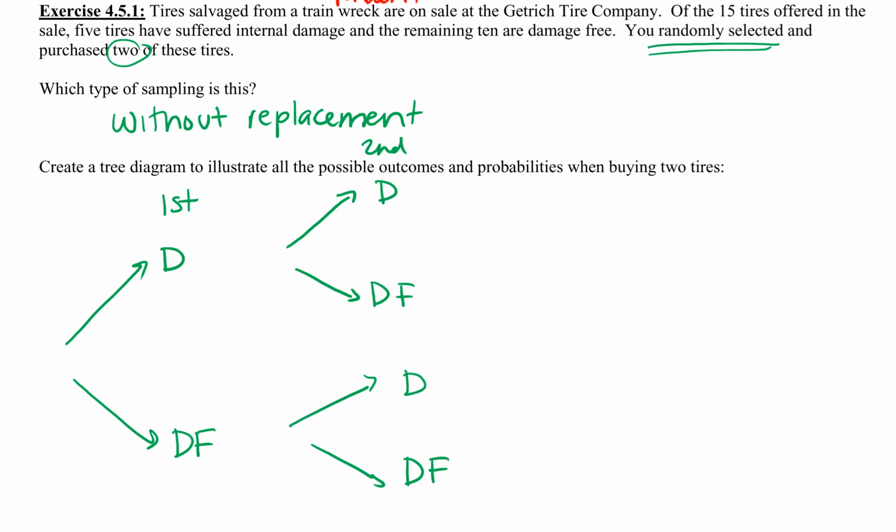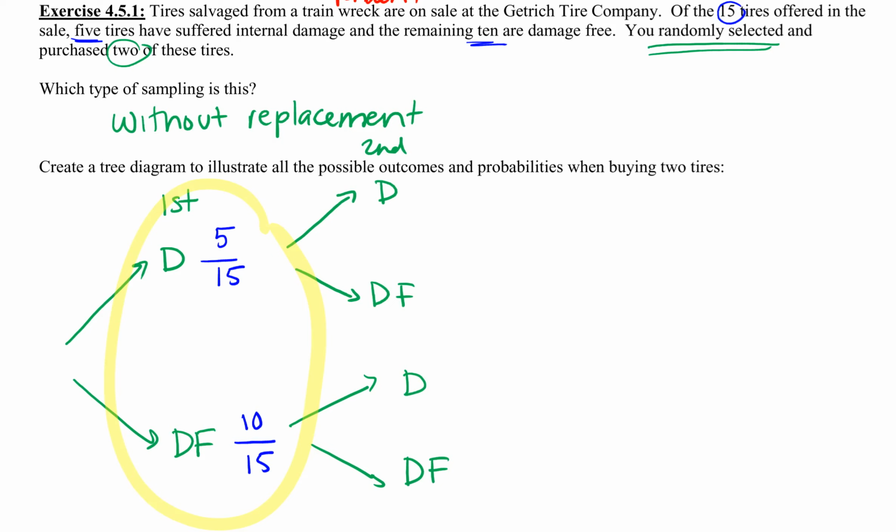So let's think about this. What's the probability our first tire that we grab is damaged? Well, we know that there are 15 for sale, 5 are damaged, and 10 are damage-free. So the probability of being damaged, well, this is just 5 out of the 15 tires. If I choose one of those 5 tires out of the total 15, I have a damaged tire. Whereas my probability of getting something damage-free is 10 out of 15. So just like in our traditional tree diagrams, these sum up to 1, right? This is all of the options that are available to me as I pull my first tire.